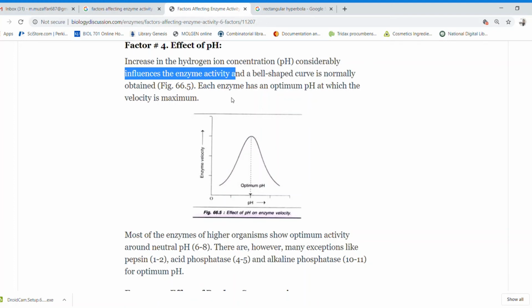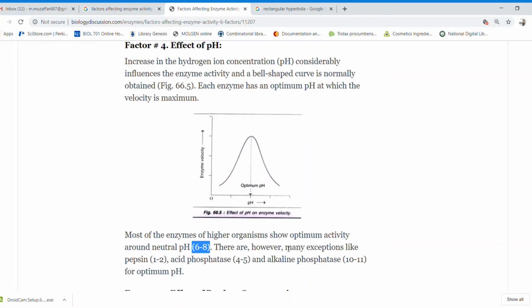Each enzyme has an optimal pH at which the velocity is maximum. At optimum pH, that is at 7, velocity is maximum. Most of the higher organisms show optimum activity between 6 to 8. I've said 6.5 to 7.5. Let us consider it to be 6 to 8.